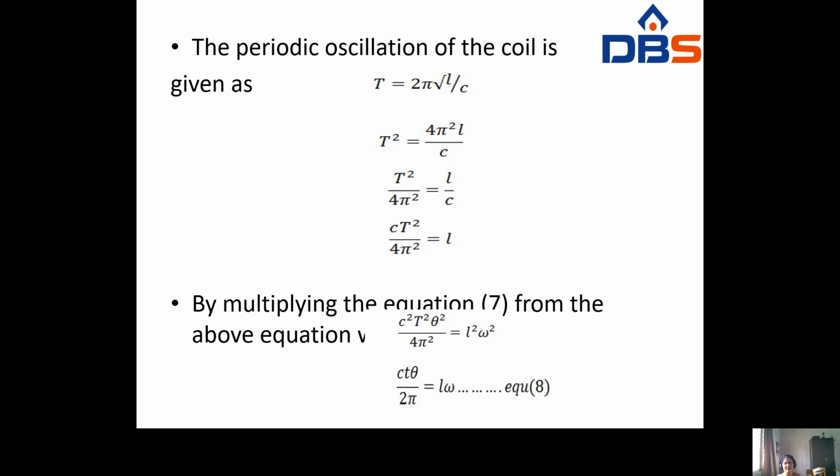See here, the periodic oscillation of the coil is given as T equal to 2 pi root L by C. Whenever you have to remove this root, you have to square this side, so it becomes T square equal to 4 pi square L by C. From this you have to write T square by 4 pi square equal to L by C. Then, whenever you have to put C this side, L equal to C T square by 4 pi square.